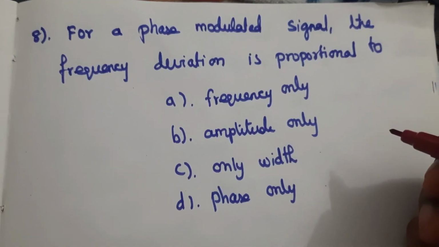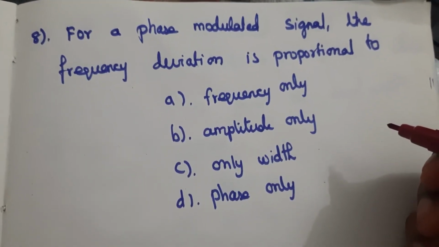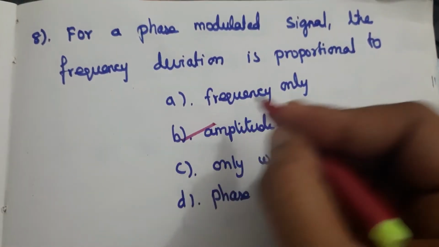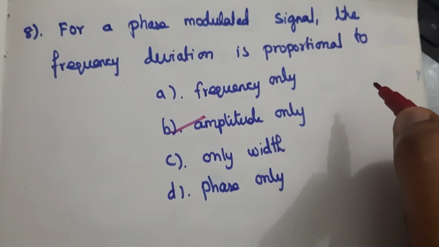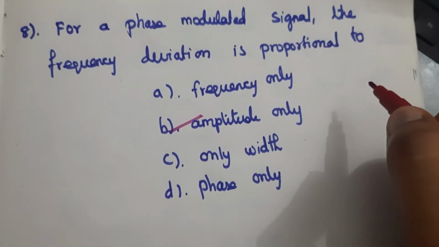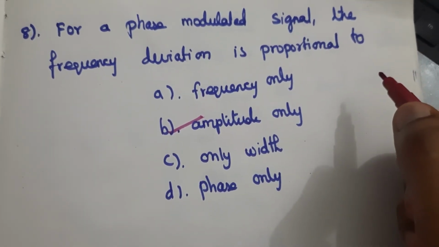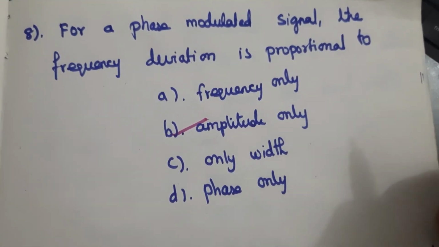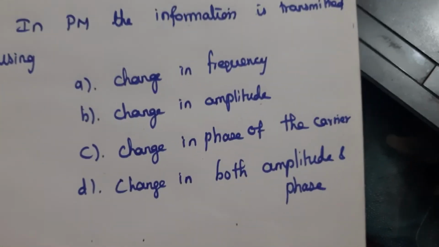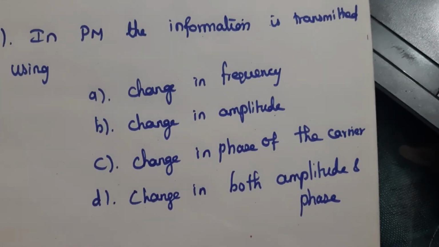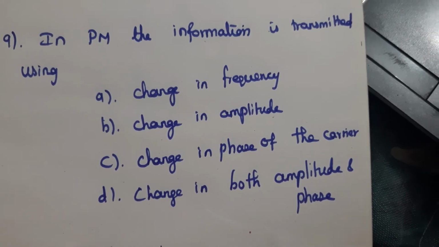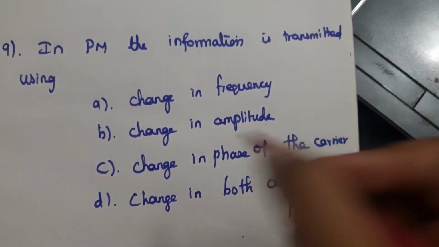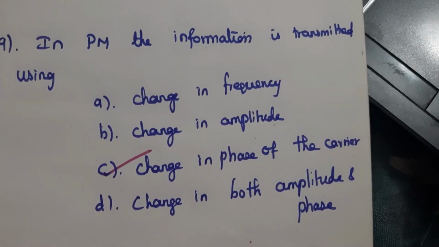Eighth question, for a phase modulated signal the frequency deviation is proportional to amplitude only, because for a phase modulated system it is amplitude which is directly proportional to the deviation. So here the answer is B. Next question, in PM the information is transmitted using change in phase of the carrier. So here the answer is C.